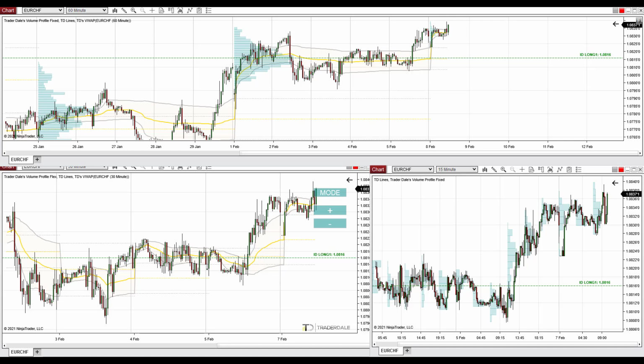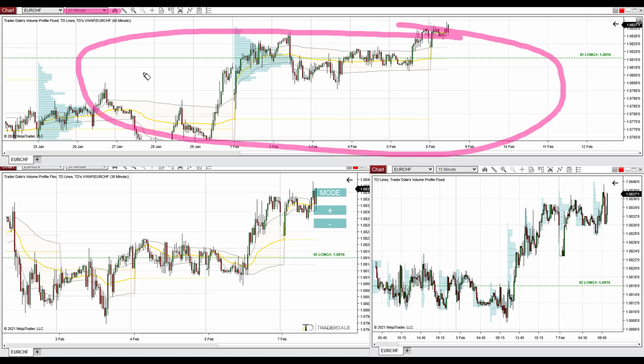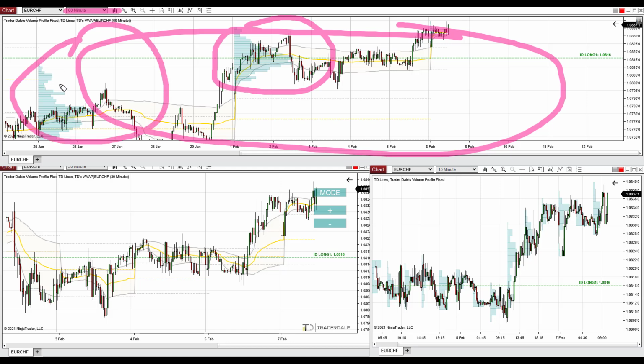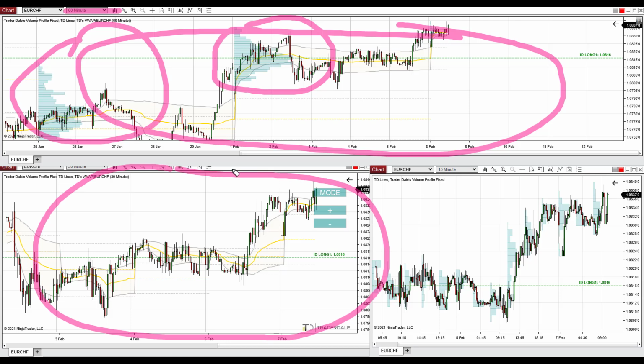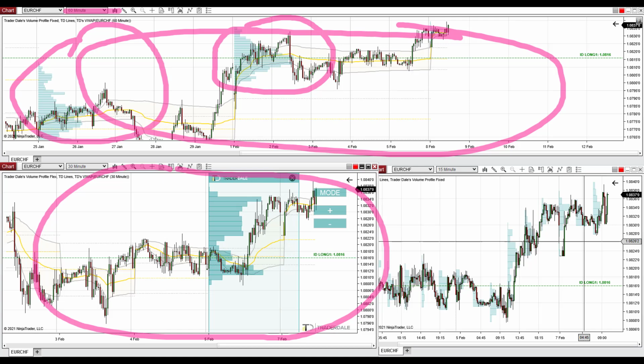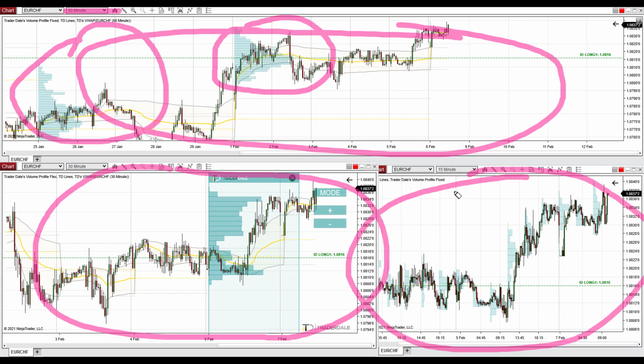Let's now go into the trading ideas. What you see before you is my trading workspace. This chart at the top is a 60-minute chart with weekly volume profiles, which are automatically printed every week. This chart is a 30-minute chart where I use my flexible volume profile. And this chart is a 15-minute chart where I have fixed volume profiles which are printed every 4 hours. So that's the day trading workspace I use with the volume profile.